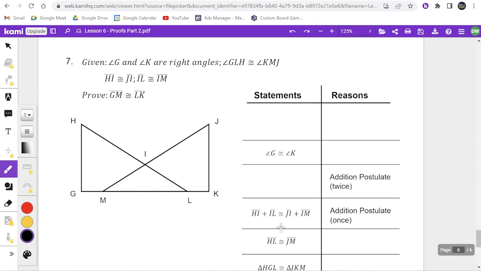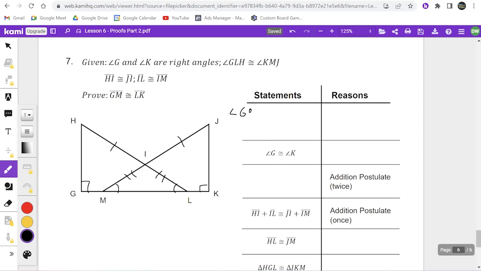I'm not actually sure. Number 7, the givens are G and K are right angles. I'll mark that. G and K are right angles. GLH, that's this one here, is congruent to KMJ. That's this one right here. I know HI is congruent to IJ, and then I know IL is congruent to IM. And all of that I am now going to write as my givens.